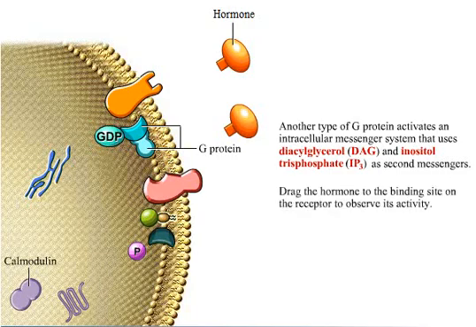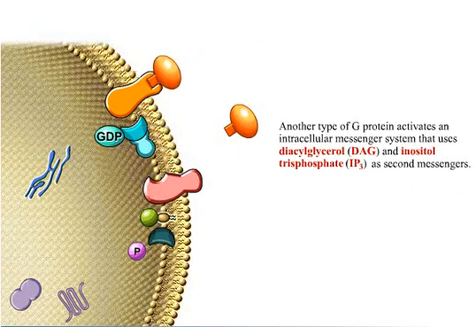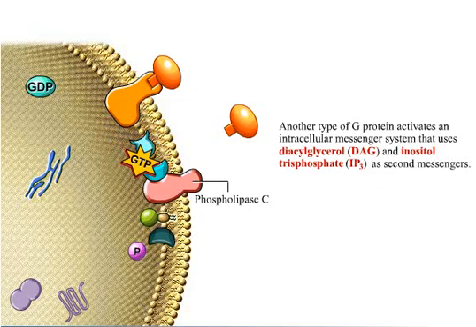Drag the hormone to the binding site on the receptor to observe its activity. When a hormone binds to the receptor, the receptor changes shape and activates the G protein. It releases GDP and binds GTP, a high-energy molecule. Part of the activated G protein travels along the membrane and activates an enzyme called phospholipase C.